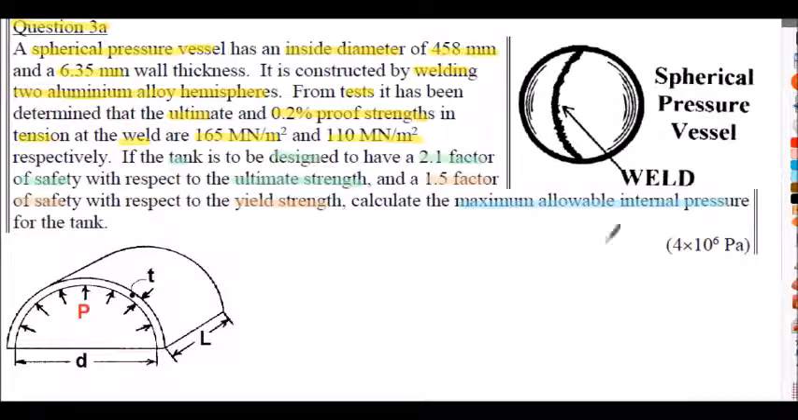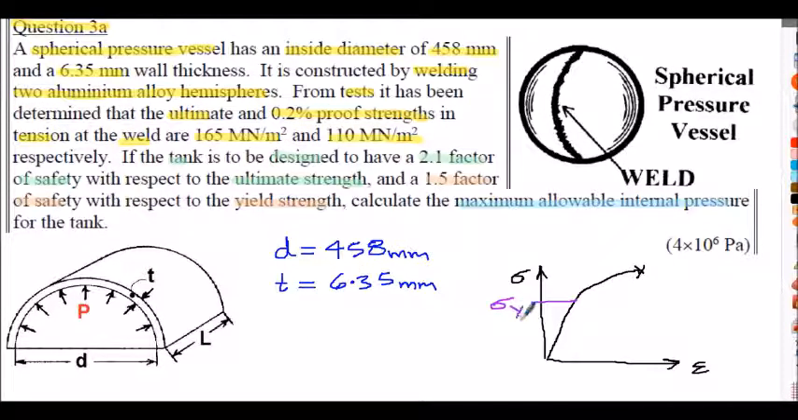So taking information in the question, we've got the diameter. It says inside diameter, 458 millimeters. And we've got a wall thickness, that's my t, and that's 6.35 millimeters. We've got the strength, that's the 0.2% proof strength, and they've also given us the ultimate tensile strength. That's on our stress strain diagram.